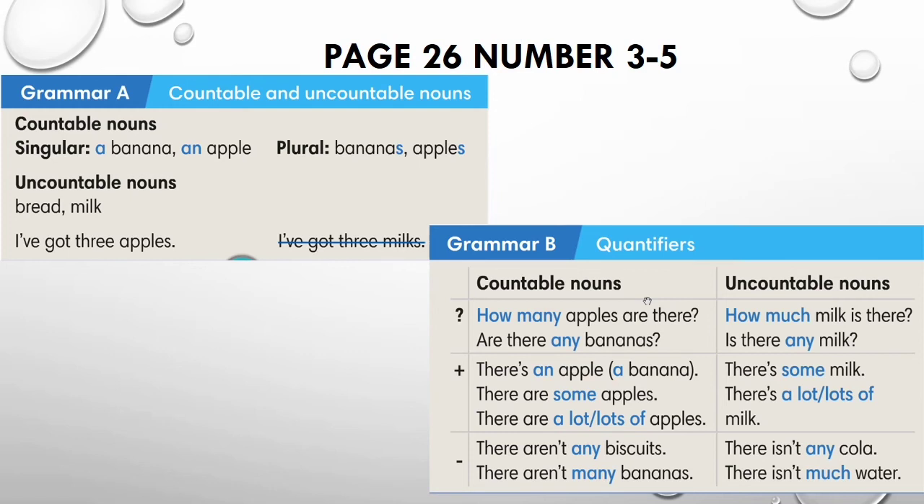Like, how many apples are there? It is for countable nouns. And how much milk is there? For uncountable nouns. Use many for countable nouns and use much for uncountable nouns. Okay, next.